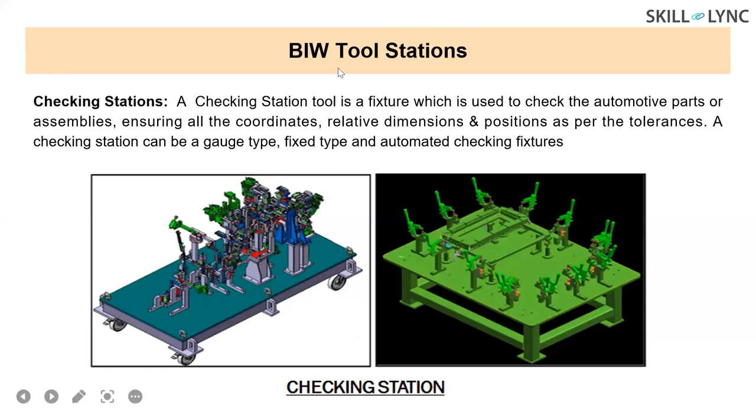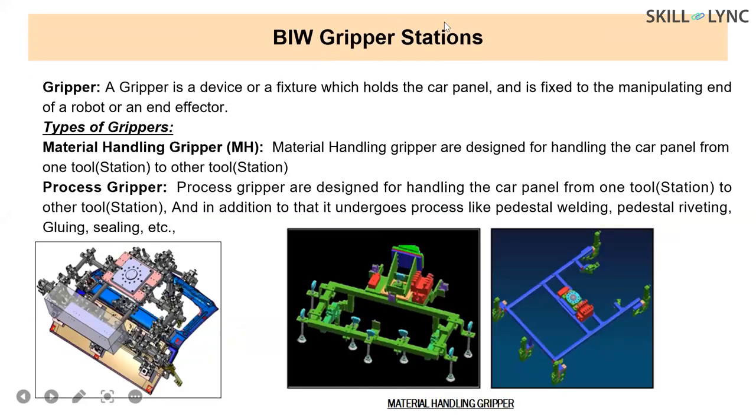As I already mentioned, what is the purpose of a checking station? A checking station is to inspect the particular component and ensure it is as per the design or not. We will be having the CAD data, correct? As per the CAD data, we are going to check whether the model is as per the design, or we can just sense whether a particular unit is present at the particular location or not. Clear? There will be different types of checking stations available. One will be gauge type, another one can be fixed type. Automated checking fixtures will be a kind of CMM only. As I already mentioned, you guys have some idea about checking stations. Clear, right? Next one, metal grippers.